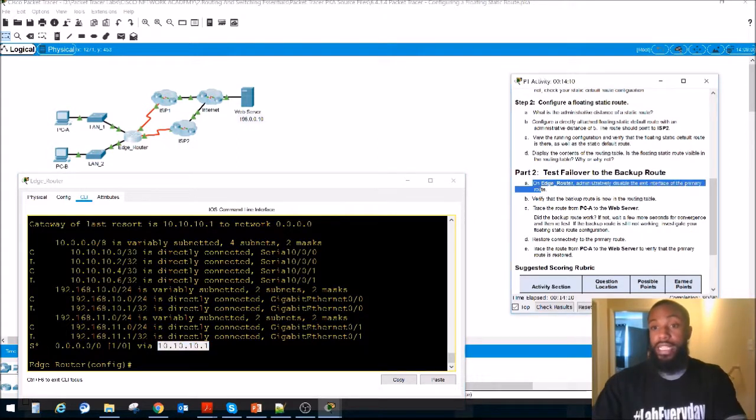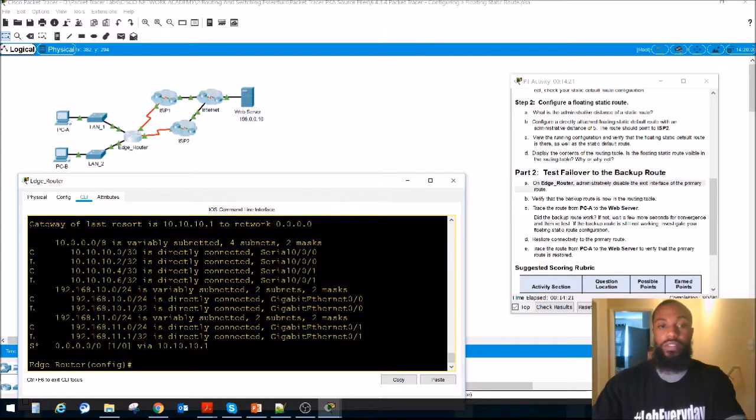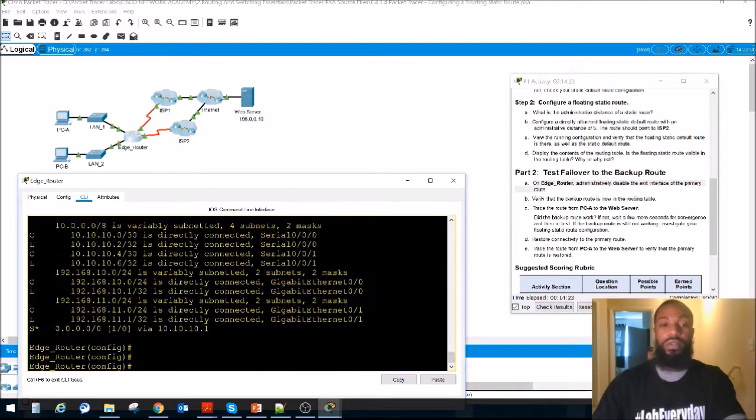On the edge router, administratively disable the exit interface of the primary route. So the primary route was what? Serial 0/0/0, I believe it was. Yeah, serial 0/0/0.